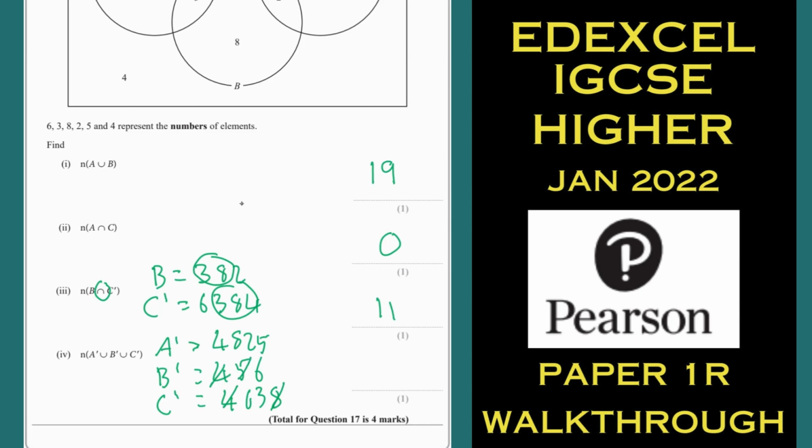So again, count it once. There's a 6 in both. You only want to count it once. So add up the 4, the 8, the 2, the 5, the 6 and the 3. We've got 28. I am rubbish at 8s.